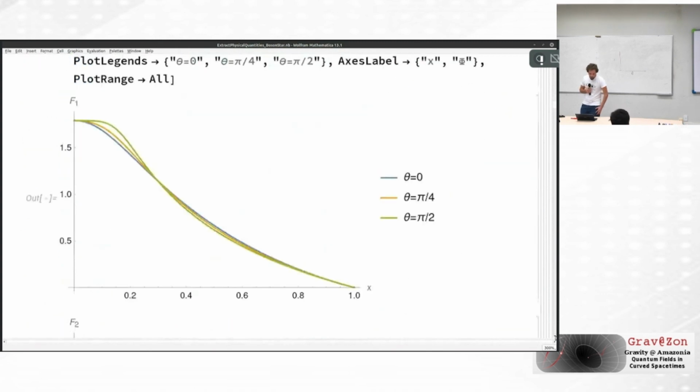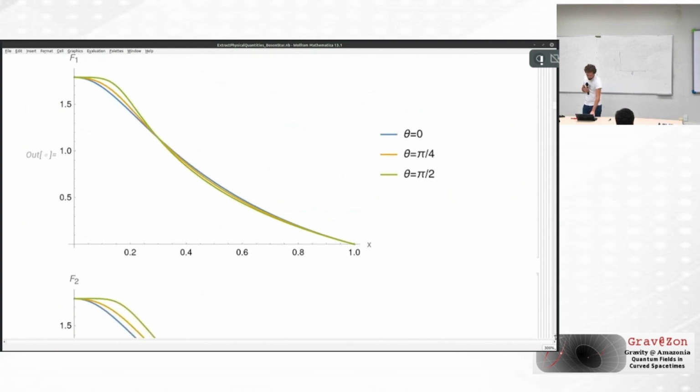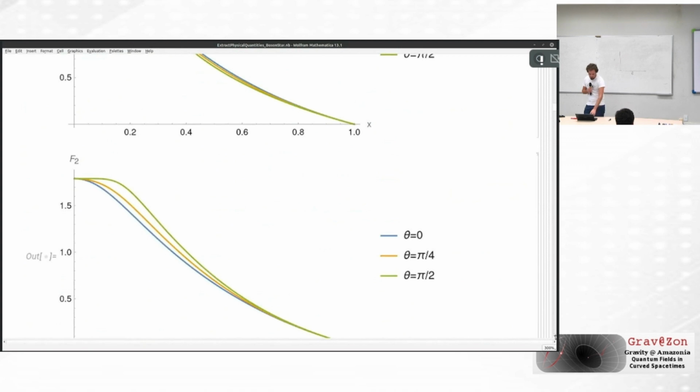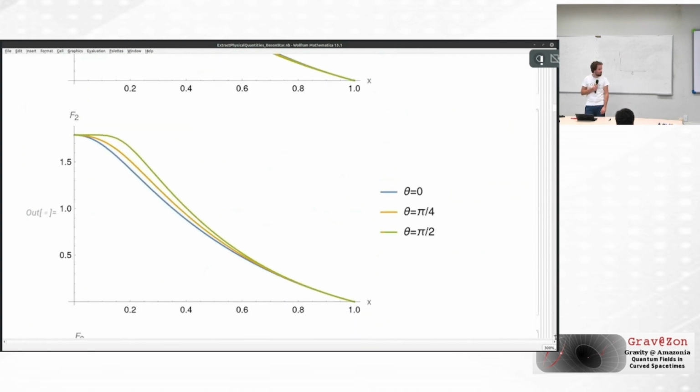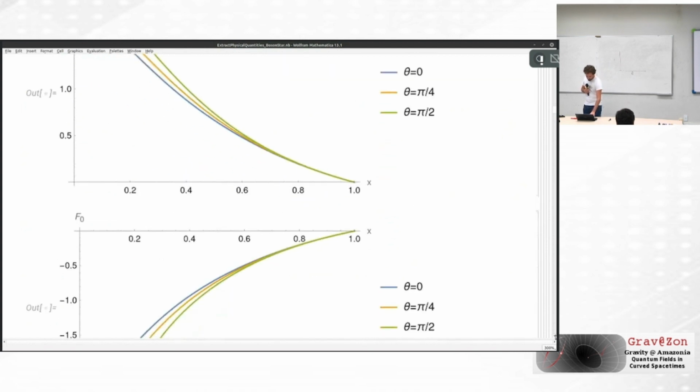For example, here we have a plot for the F1 function. Here I use the compactified coordinate, x, so 0 is at the origin, 1 is at infinity. And you can see 3 lines for different values of theta: the pole, pi over 4, and the equatorial plane. And you can see it has this profile. So far you don't extract a lot of information from here. You just can see that everything is smooth, so there are no divergences, no very pathological types of behaviors.